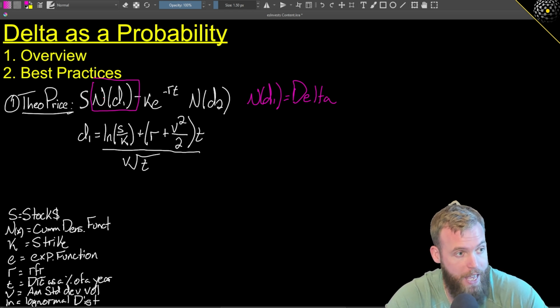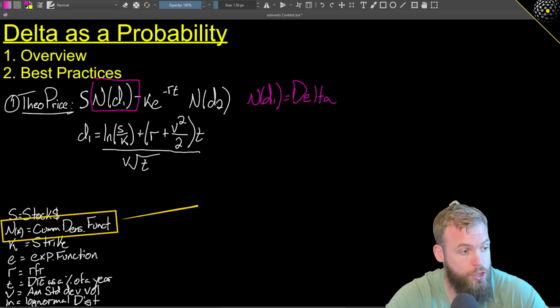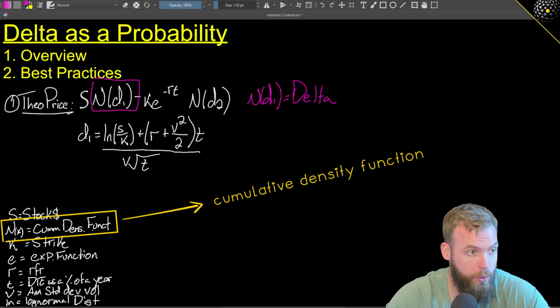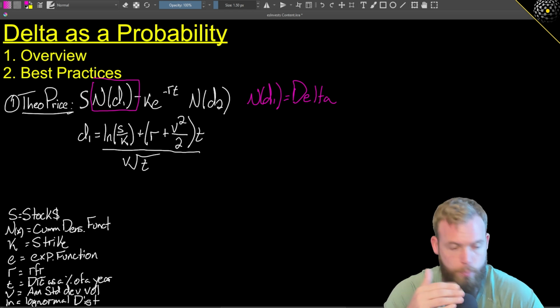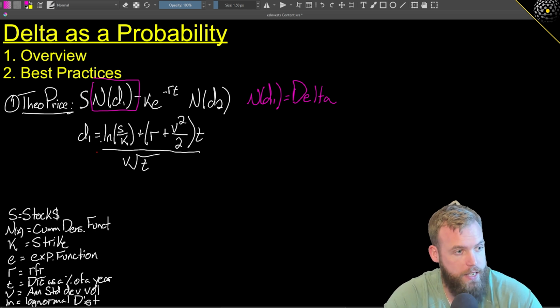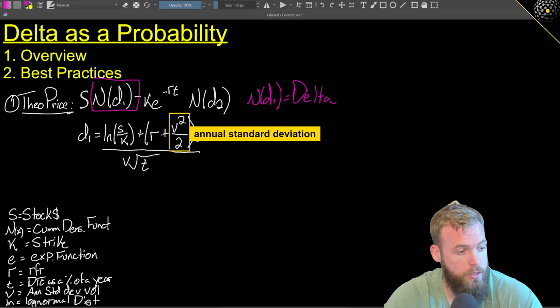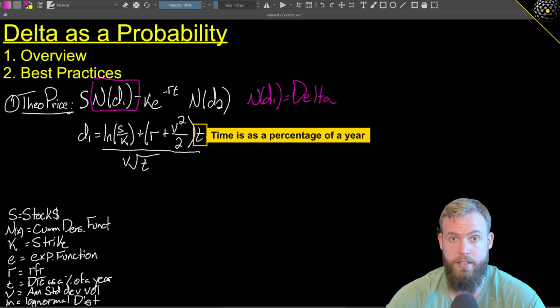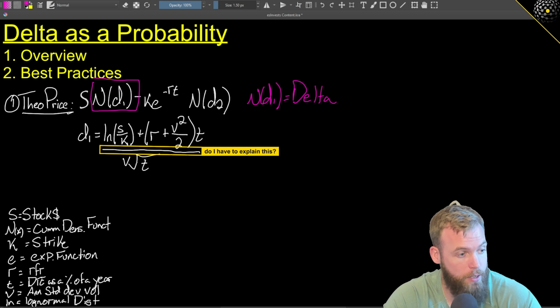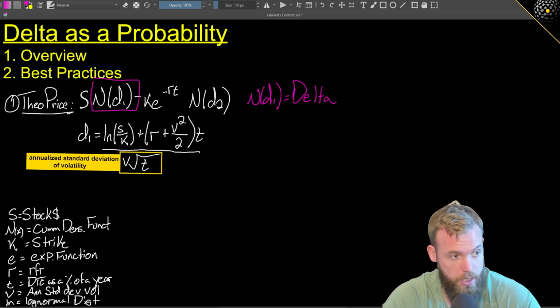Now, it is important to note that N in this context, N of X, is a cumulative density function. If you don't know what that means, that's okay. You can simply think of it as a distribution of a real variable. For D1, I am going to walk you through the inputs because they matter to us. Here we have the natural log of the stock price divided by the strike price, plus the risk-free rate plus the annual standard deviation of volatility squared divided by 2, multiplied by time, where time is as a percentage of a year. That's then divided by the annualized standard deviation of volatility times the square root of time.